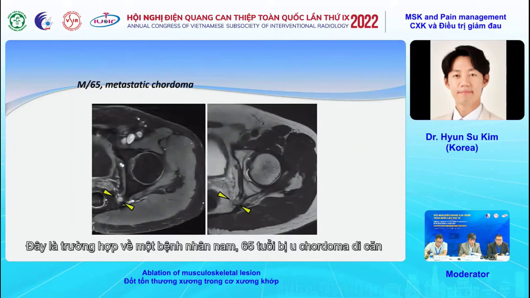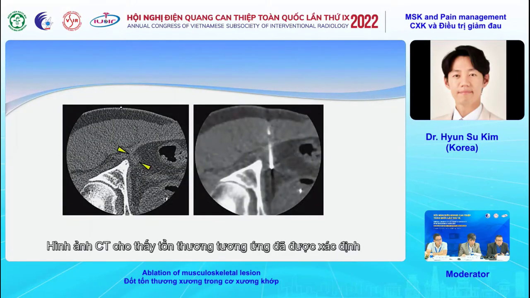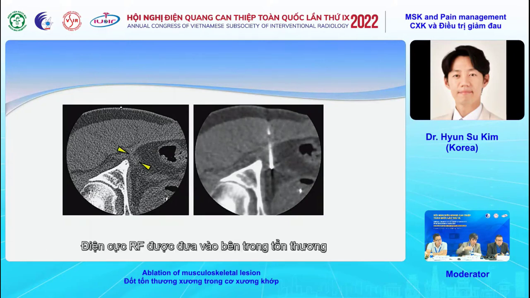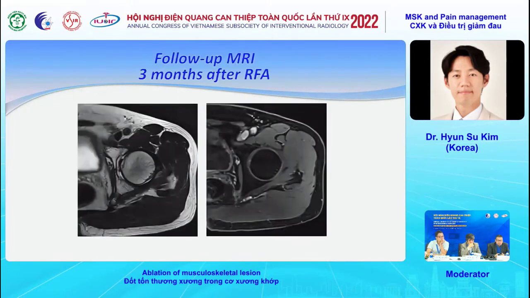This is a case of a 65-year-old man who was found to have metastatic chordoma adjacent to the left ischial spine. CT images were obtained and the corresponding lesion was identified. The RF electrode was inserted within the lesion and RFA was performed. MRI obtained 3 months after the procedure shows disappearance of the previously noted lesion.